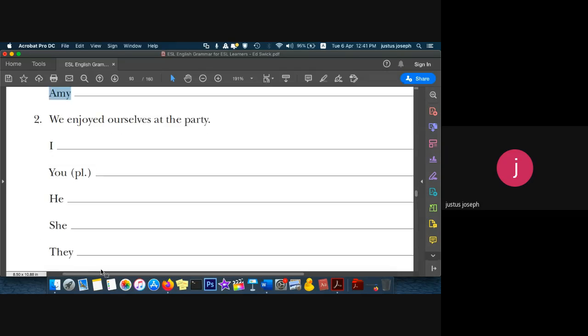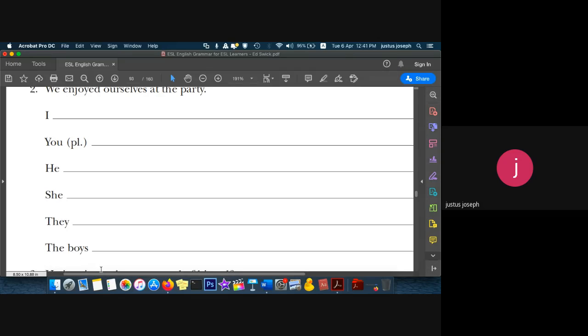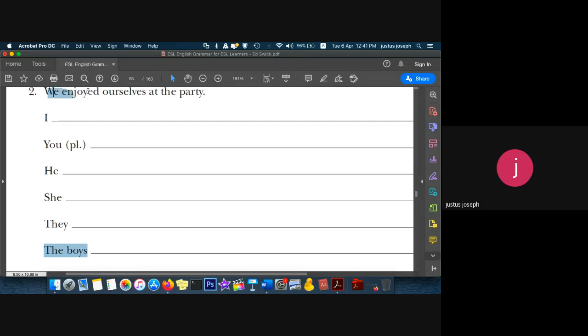I think this is simple. The boys found. This sentence, do the last one. The boys enjoyed themselves at the party.